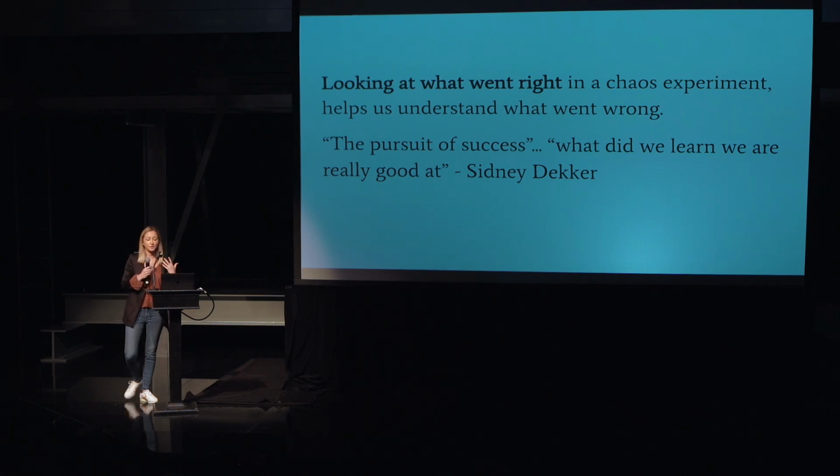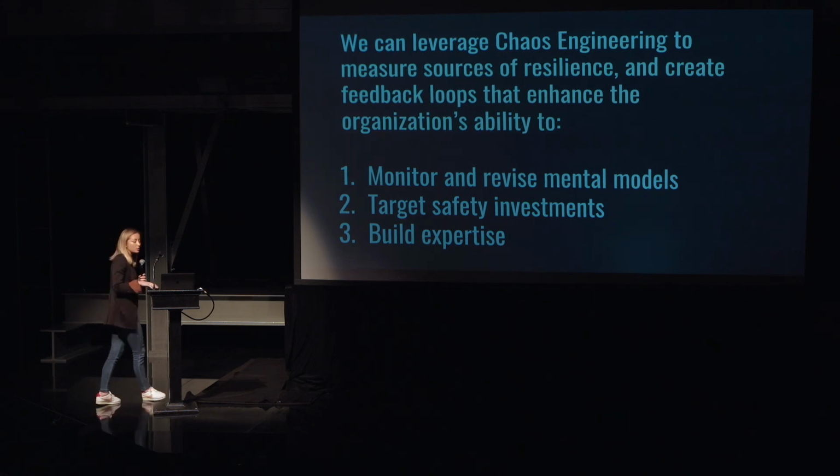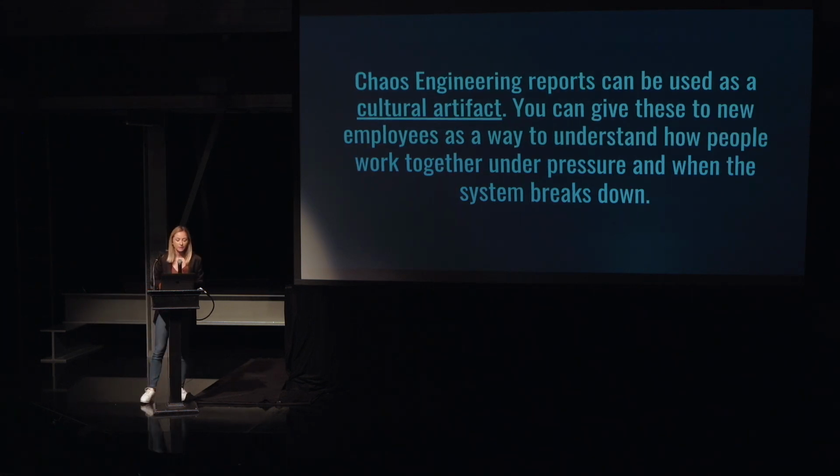Bridging chaos and resilience. We should focus more on what we learned we're good at, not just finding vulnerabilities. What did we learn we did a really good job at? And we can leverage chaos engineering to measure sources of resilience and create feedback loops that enhance it, and enhance the organization's ability to monitor and revise our mental models, target specific safety investments, and the most important one, build expertise. These things can be used as a cultural artifact.